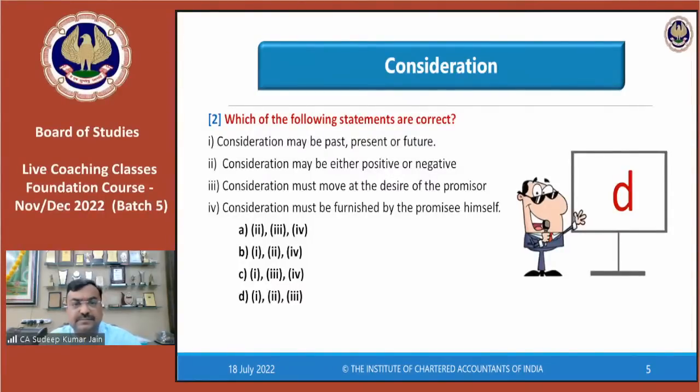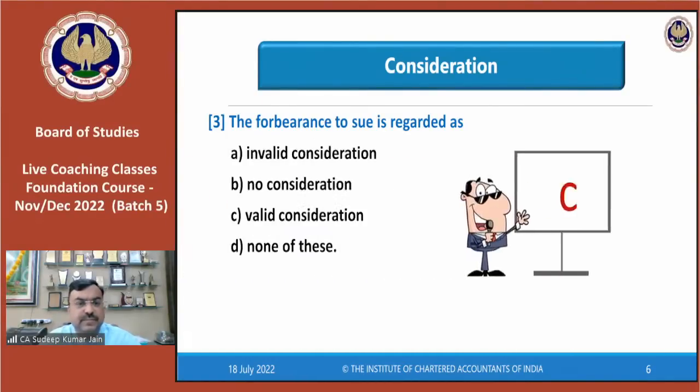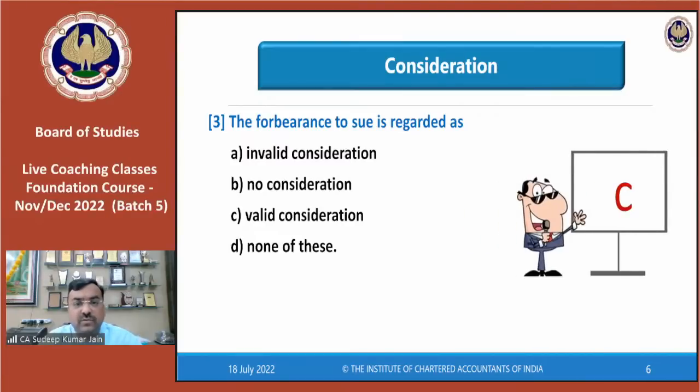Next. The forbearance to sue is regarded as invalid consideration, no consideration, valid consideration, none of these. The right answer is: forbearance to sue is regarded as a valid consideration in the law.